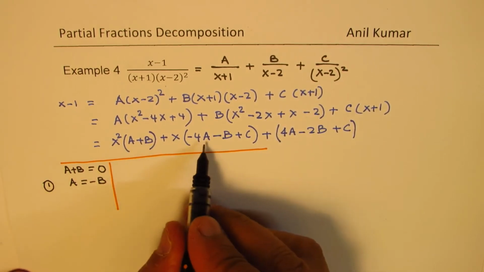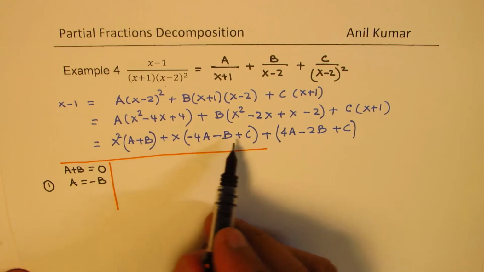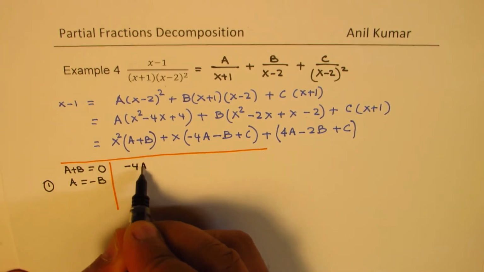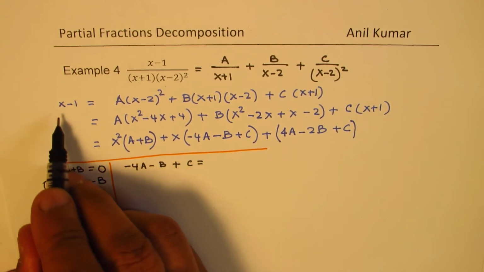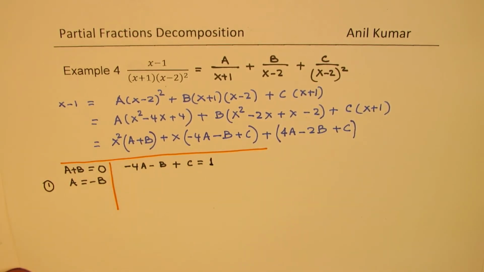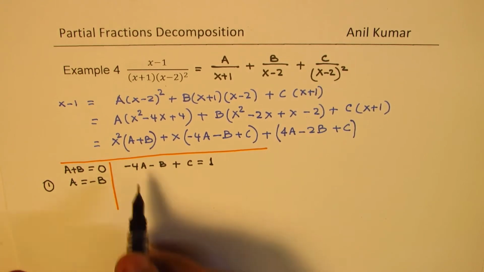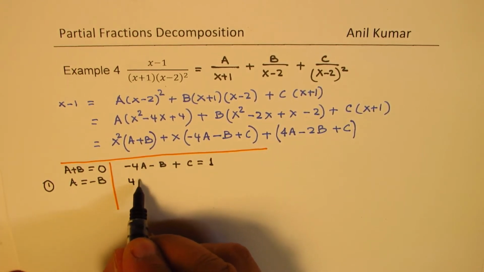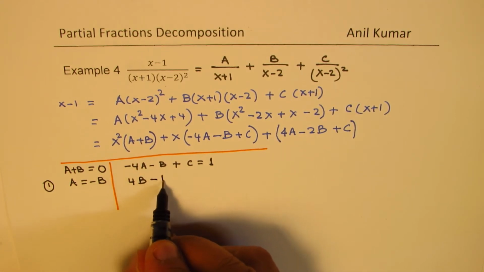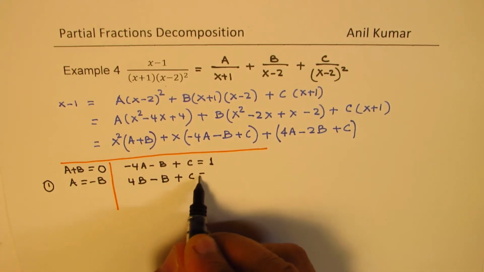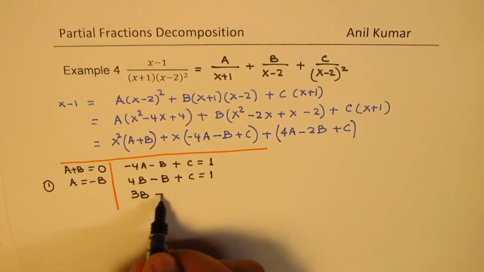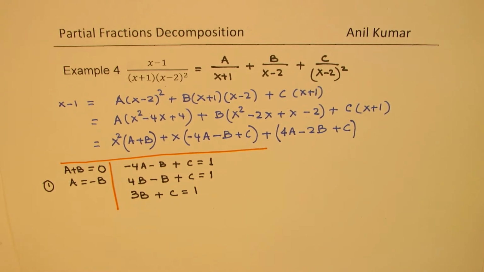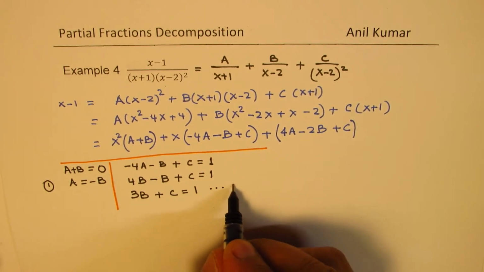The second equation here is x coefficient is 1, so we get minus 4a minus b plus c equals to coefficient of x, which is 1. Here, if I substitute minus b here, I get 4b, right? Substituting minus b for a, we get 4b minus b plus c equals to 1. Or we get 3b plus c equals to 1, correct? So we'll call this as our equation number 2.